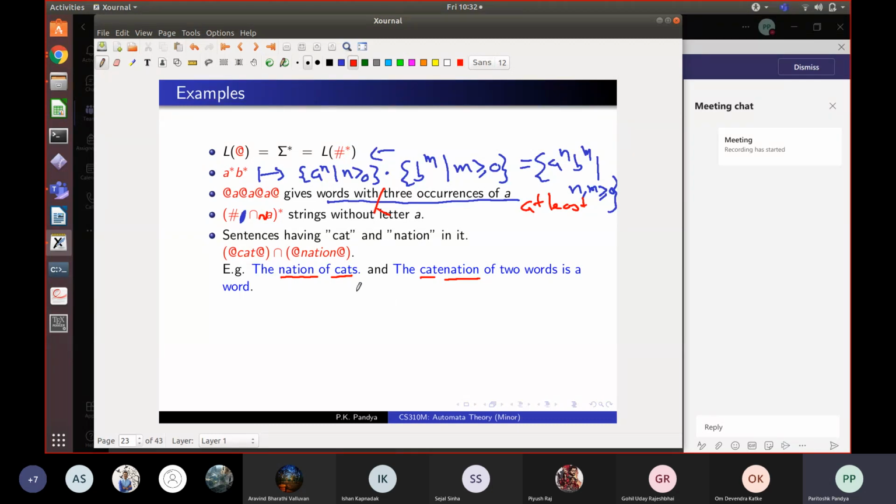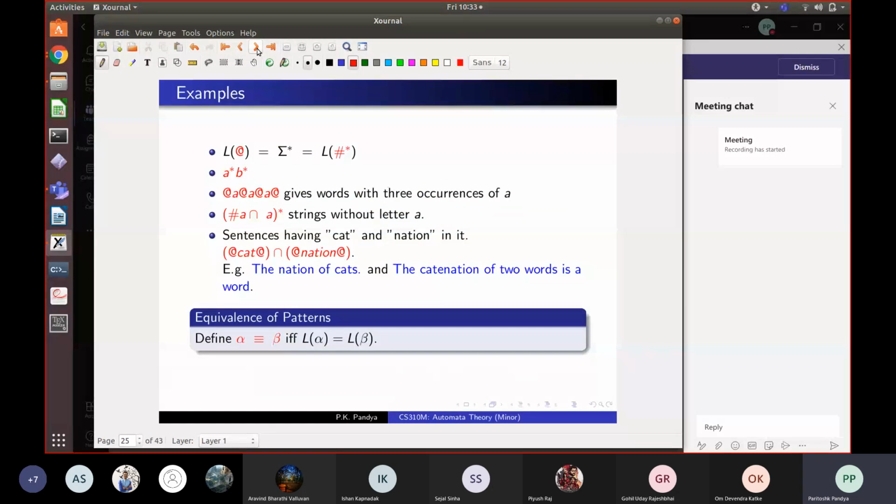Now, both the textbooks, Kozen as well as Hopcroft, give lots and lots of examples of such pattern expressions. And I would urge you to read many more examples there so that your intuition about defining languages using such pattern expressions becomes clear. Okay, so I will just do these many examples and continue. But you should read more examples from the book.